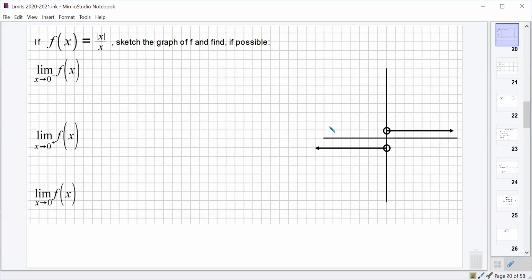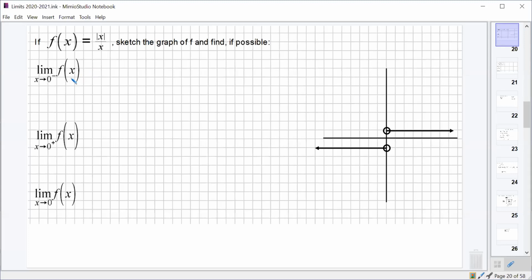So I want to do this one algebraically also, because I know there are some on the sheet that are very similar to this that I want you guys to be able to do algebraically. If we're looking at the function absolute value of x over x, and we want to find the limit as x approaches 0 from the left, what can you tell me about all of the x values that we're interested in?